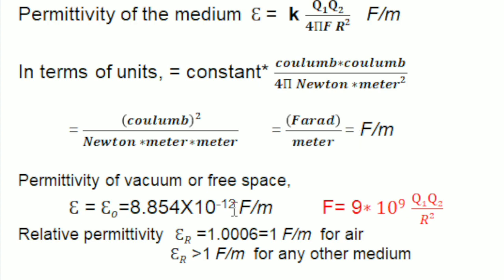Now the permittivity of vacuum or free space is epsilon equal to the absolute permittivity epsilon naught, which equals 8.854 into 10 to the power of minus 12 farad per meter. For the force acting in vacuum or free space, we get F equal to 9 into 10 to the power of 9 Q1 Q2 by R square. Next, the relative permittivity. For air medium it is approximately equal to 1, and for any other medium, epsilon r or relative permittivity is greater than 1.